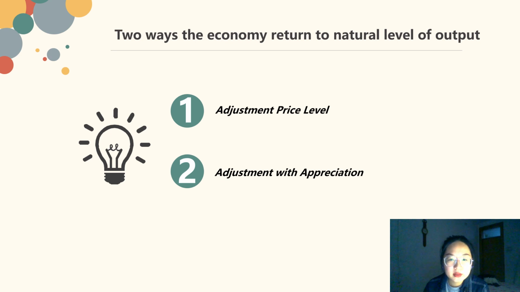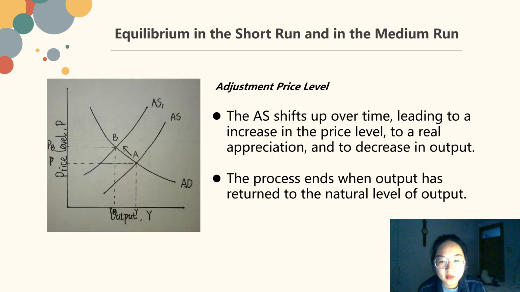There are two ways the economy returns to the natural level of output. The first is adjustment of the price level, and the second is adjustment with appreciation. In adjustment of the price level, we move from point A to point B. The aggregate supply curve will move up to the aggregate supply 1 curve. What is different between A and B? The output will decrease and the price level will increase. The process ends when output has returned to the natural level of output.